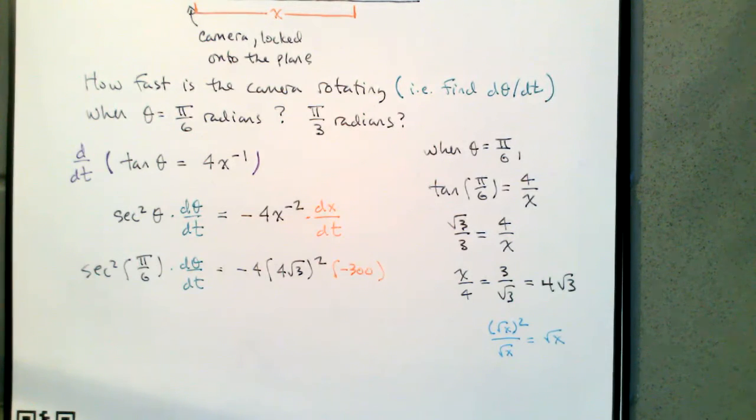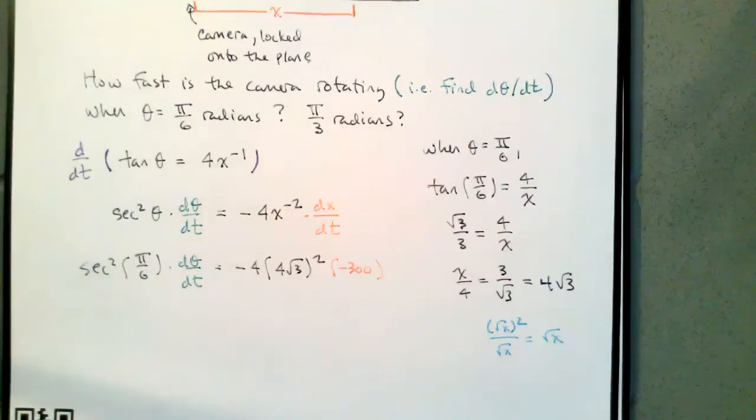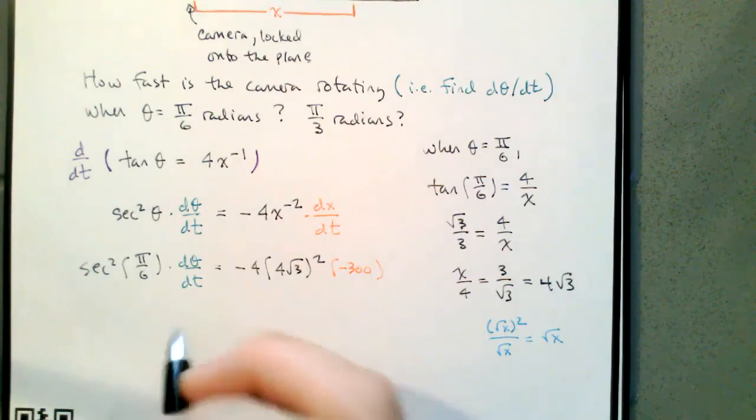Some things that we want to notice about this. We know that when theta is 30 degrees, the d theta dt should be positive because the angle should be increasing as the plane gets closer. And we can see that that's what's happening. Secant squared of pi over 6 is going to be positive, and these two negatives are going to cancel out. So it looks like we're good there. We just need to calculate d theta dt.